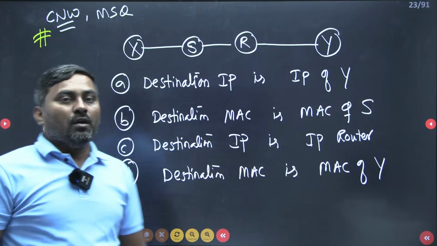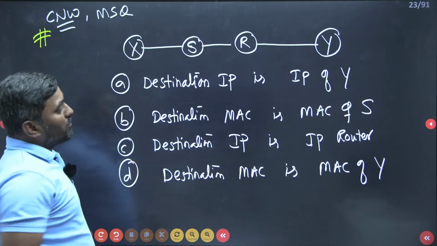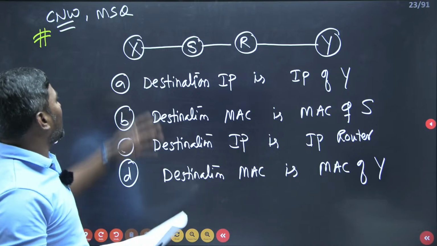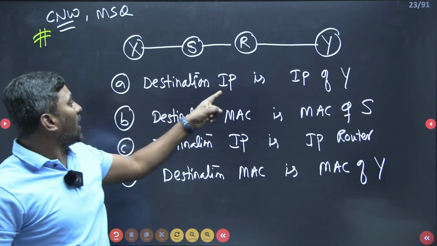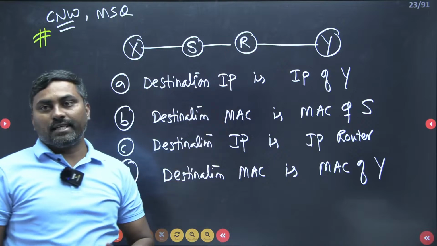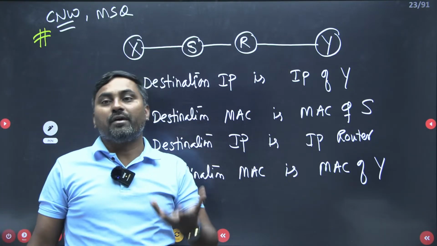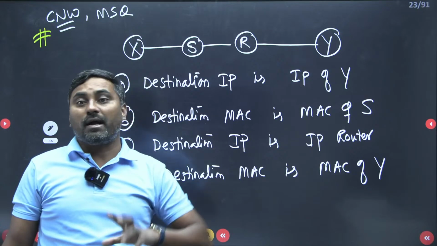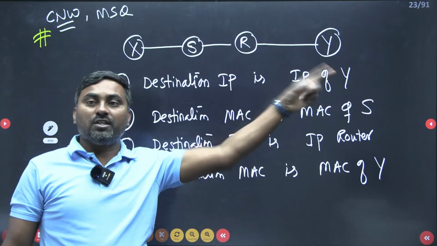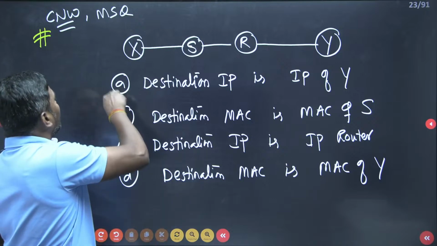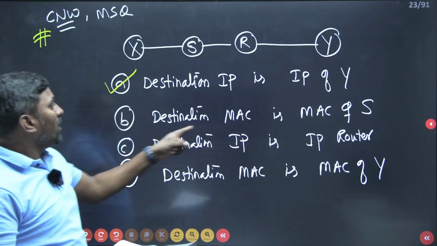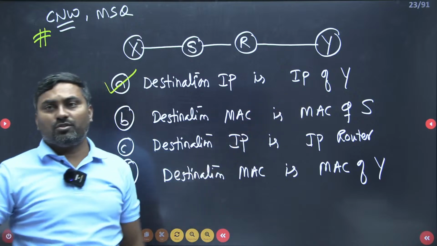Now see which of the following statements is correct. It is an MSQ question. So generally when you are transmitting, the destination IP address of Y is known. When node A, the source, is sending, you don't have the destination MAC address. You only have the IP address of the destination. So as per this, option A is correct. Destination MAC address is MAC address of switch.